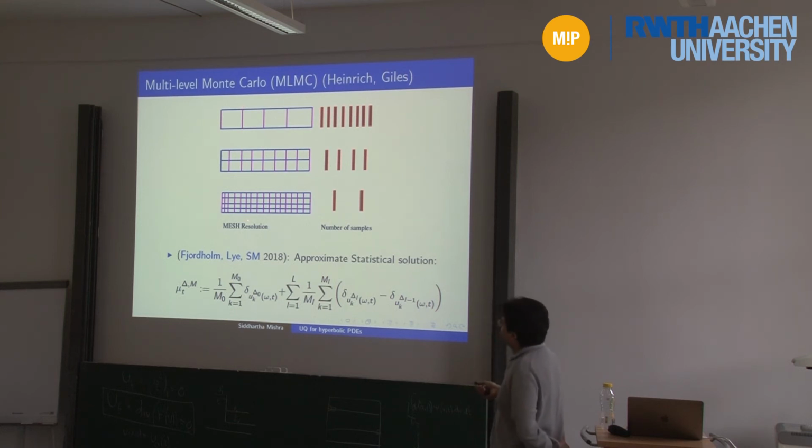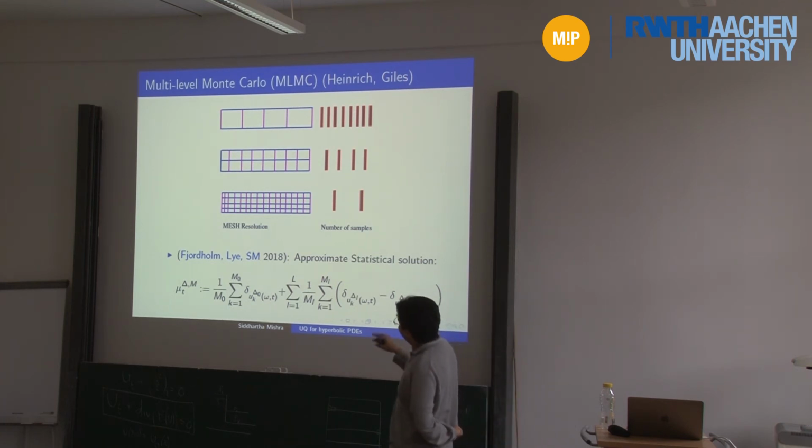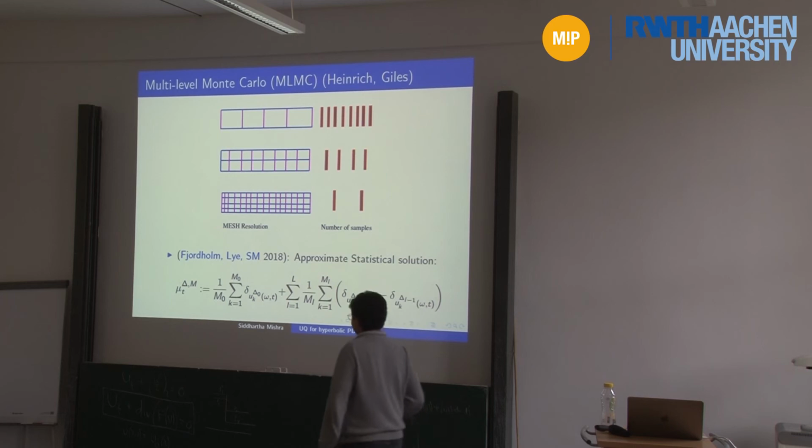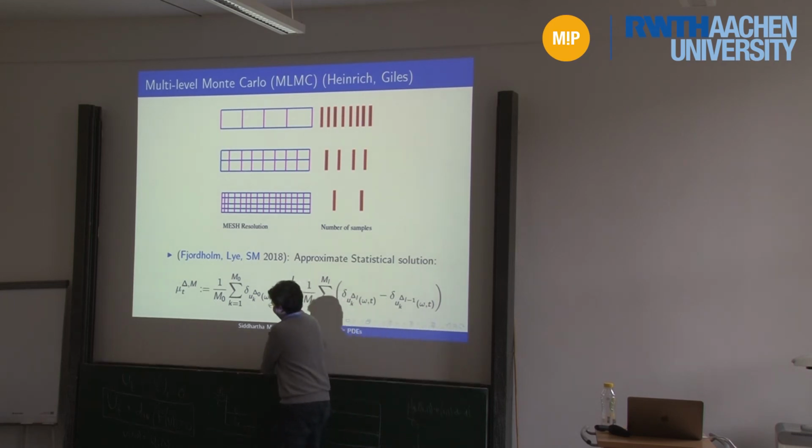In particular, by keeping in mind that I will have a few samples on the fine grid because it's expensive, and I can have a lot of samples on the coarse grid where it is very cheap. So what it does is that it essentially combines simulations on different grid resolutions. Maybe I explain this a little bit, otherwise it doesn't become clear. So the idea is the following.